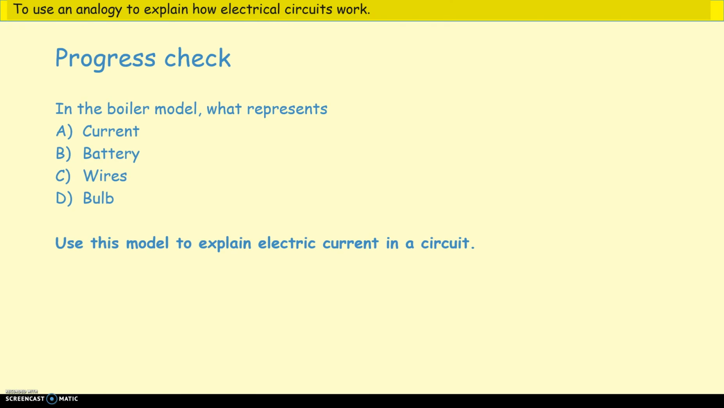Let's have a progress check. In the boiler model, what represents the current, the battery, the wires, and the bulb? I use this model to explain electric current in a circuit. Please pause the recording and do this now.